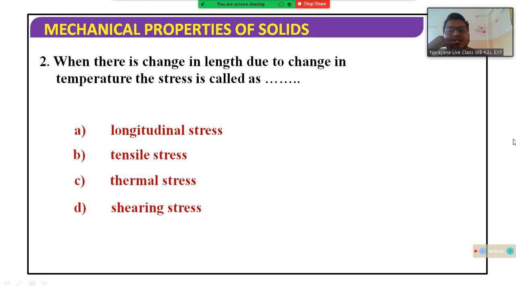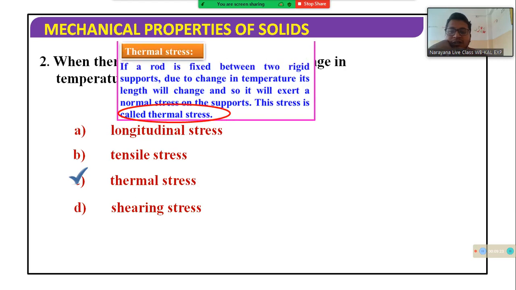When there is a change in length due to the change in temperature, the stress is called what? This is related to temperature, so it is called thermal stress. If the rod is fixed at its two ends and supported, then due to the change of temperature its length will change, and so it will exert stress on the supports. This stress is called the thermal stress.